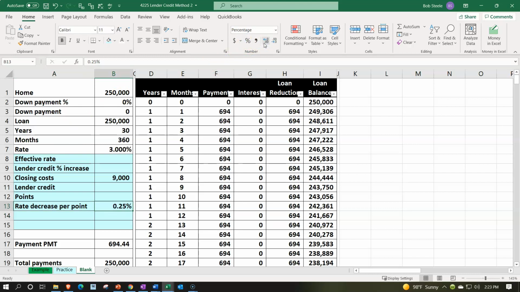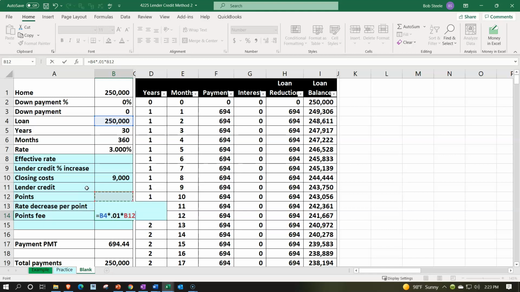And then make that a percent. And then we've got the points fee, which would be equal to the loan amount times 0.01 times the number of points here. So if we had points of, say, 1 point, we'd have 2,500. We're not going to have any points in our example.